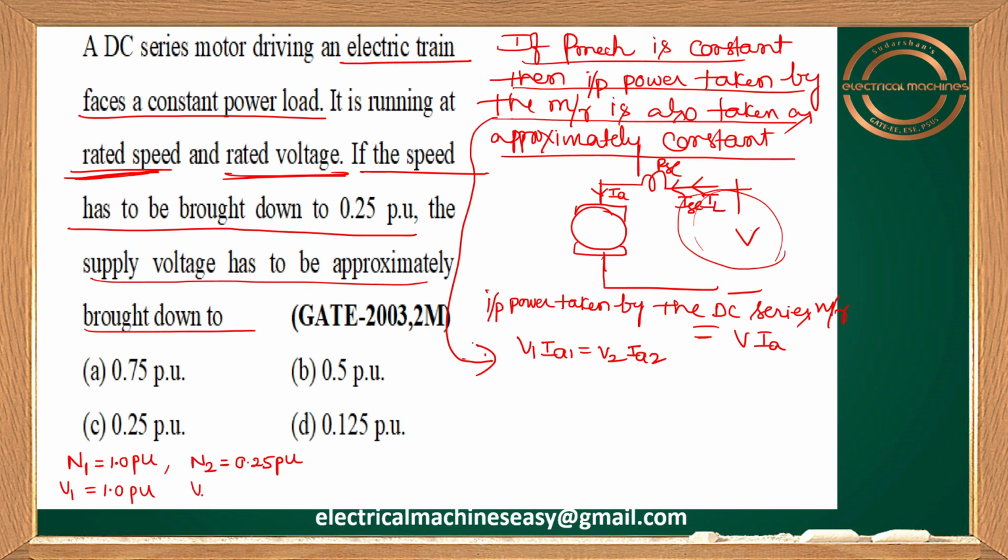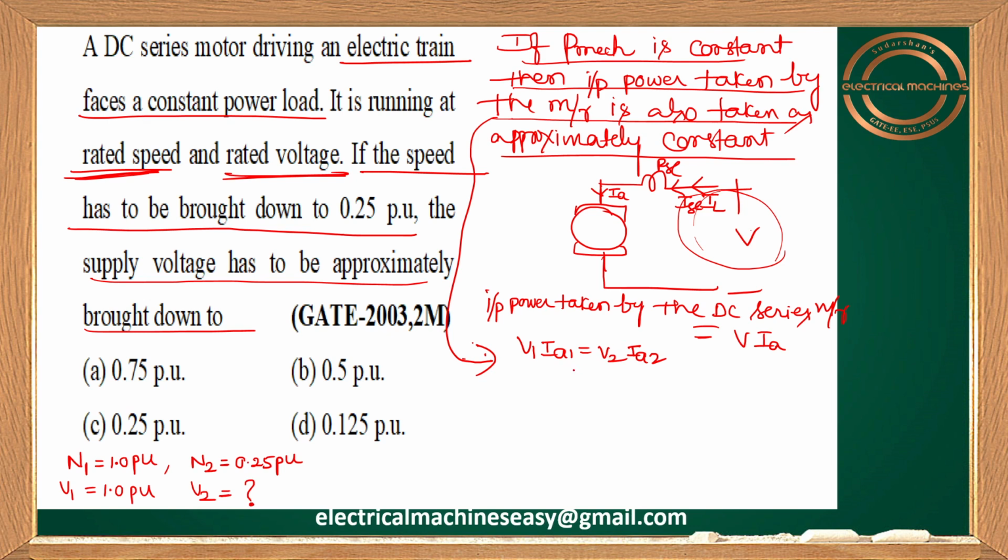He's asking to find the variation, I mean, the value of V2. Initially it is running at 1 per unit speed and the applied voltage is 1.0 per unit. He brings the speed down from 1.0 per unit to 0.25 per unit. For that, what is the voltage in the second case, the voltage corresponding to 0.25 per unit speed? Very simple question only. So guys, please try to understand that you have to find the V2 value.